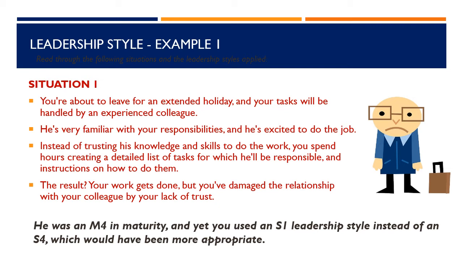You're about to leave for an extended holiday, and your tasks will be handled by an experienced colleague. He's very familiar with your responsibilities, and he's excited to do the job. Instead of trusting his knowledge and skills to do the work, you spend hours creating a detailed list of tasks for which you'll be responsible, and instructions on how to do them. The result? Your work gets done, but you've damaged the relationship with your colleague by your lack of trust. What went wrong? He was an M4 in maturity, and yet you used an S1 leadership style instead of an S4, which would have been more appropriate.